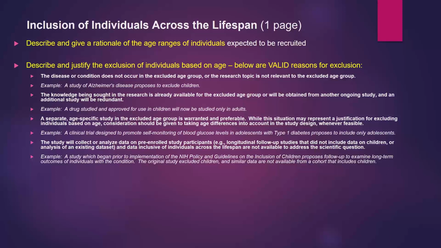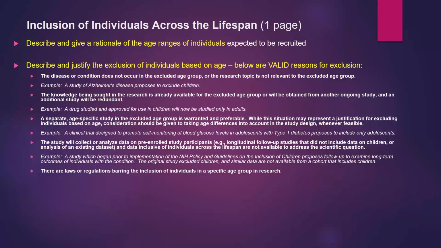So for example, a study which began prior to implementation of the NIH policy proposes to follow up long-term outcomes of individuals with a condition, but the original study excluded children. So similar data are not available from a cohort that includes children. That's why you're doing secondary data analysis on this particular sample.